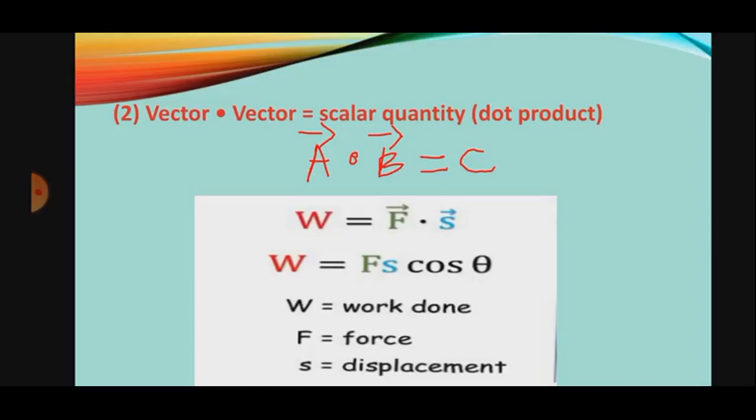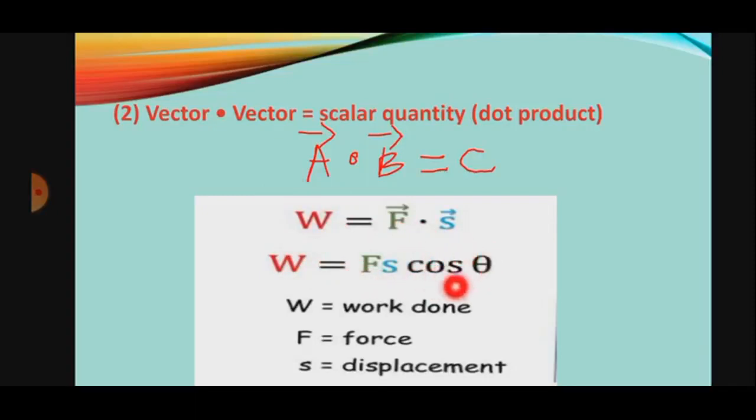Okay. Next, second possibility, multiply two vectors. Now see, a vector dot another vector is equal to a scalar quantity. Say for example, a vector dot b vector is equal to c. C is a scalar quantity. Now consider this example, force into displacement. Force is a vector quantity, displacement is also a vector quantity, and the result is a scalar quantity. Therefore work done is equal to Fs cos theta.